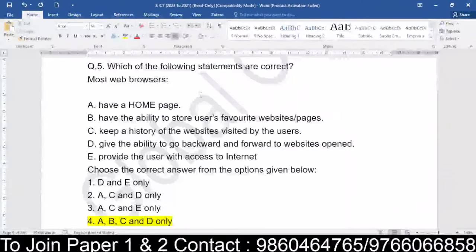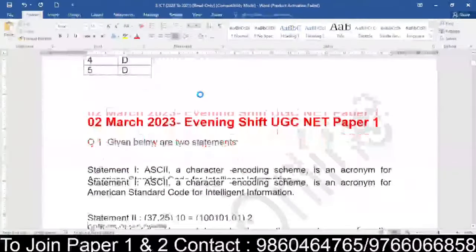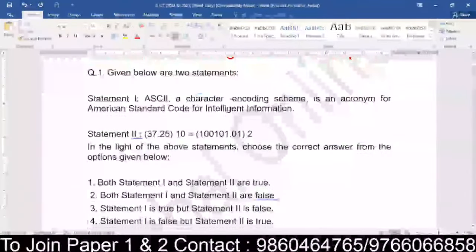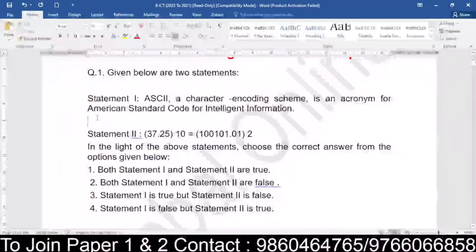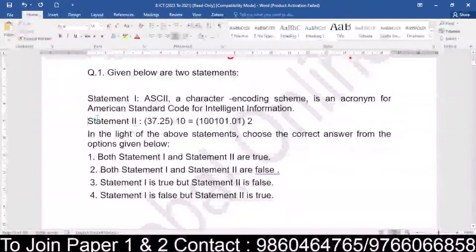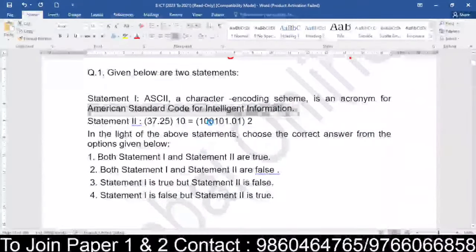Yes, very true. Coming to the next question, the next set of paper. Again we have statement questions. The acronym ASCII, a character coding scheme. Now this I have taken in my regular theory class. Many of you may have thought that such types of questions may not come. Now see immediately how they have given the question. They have given a question on binary and on the character.